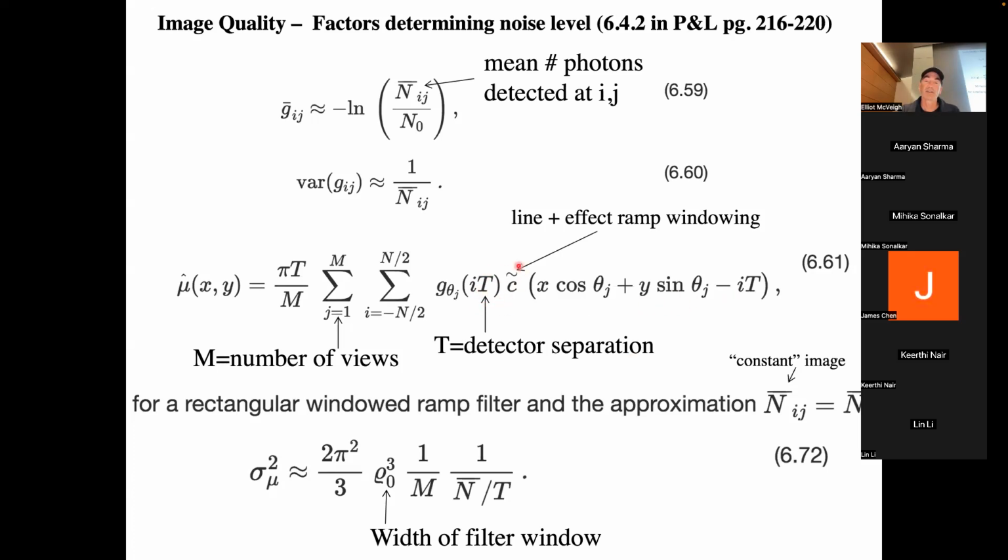So this function here of the line plus, this is basically the set of projections that we're going to back project. And this is the offset of those projections. Once we're at a specific angle, then we raster through i to get the projections along that direction. And we sum them up to get our convolution back projection. So this function is in effect the ramp windowing plus the line selections, right? This C thing here.